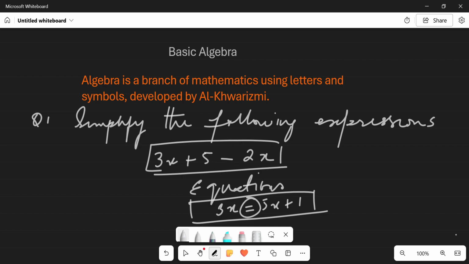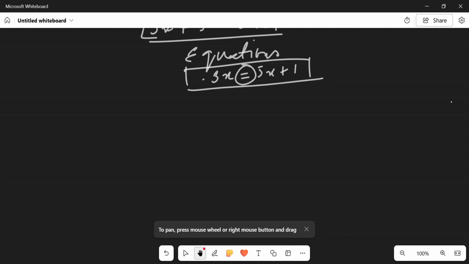Because it has an equals sign, and here is the LHS and RHS, we will learn about it in the next video, in the next new chapter about equations. Right now, the topic is basic algebra related to expressions, okay? So let's solve a few questions. Question 1, the basic level question.